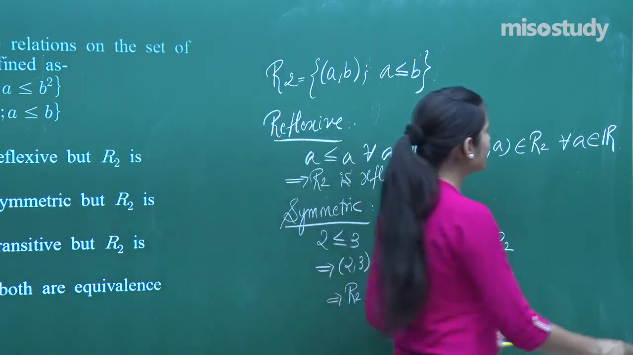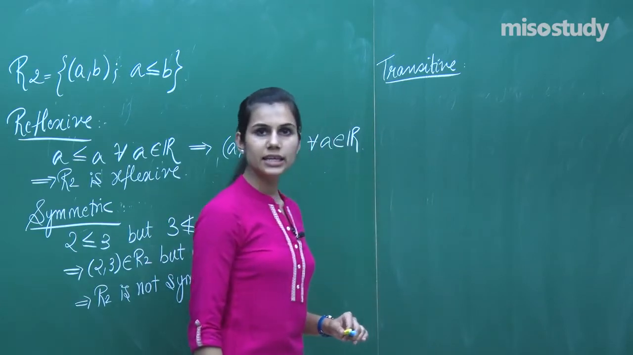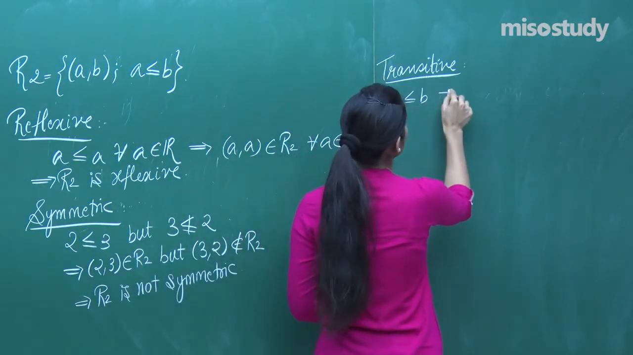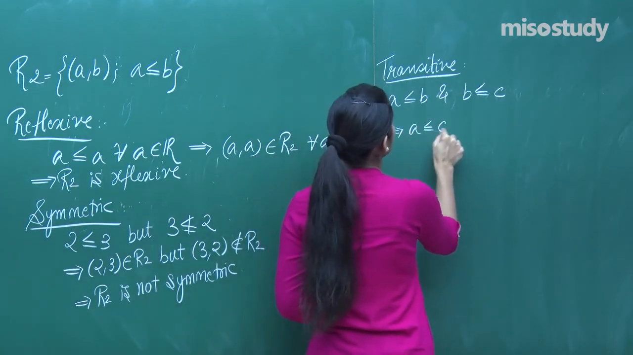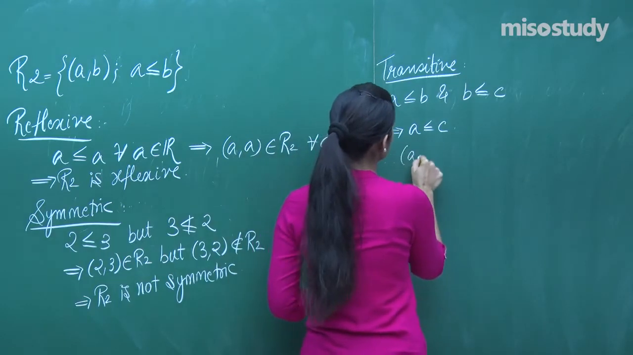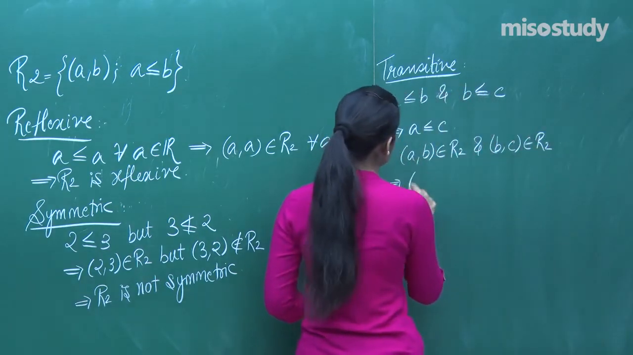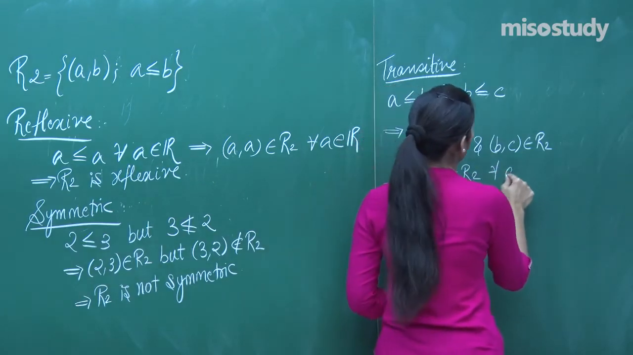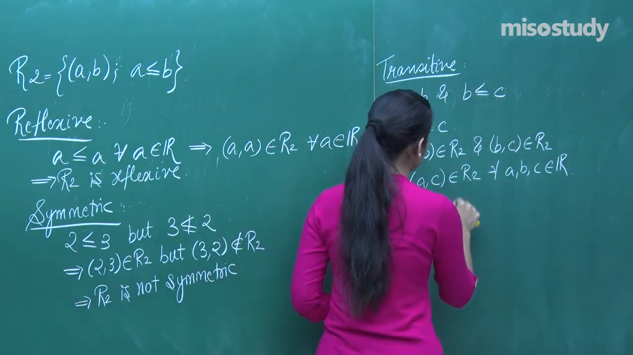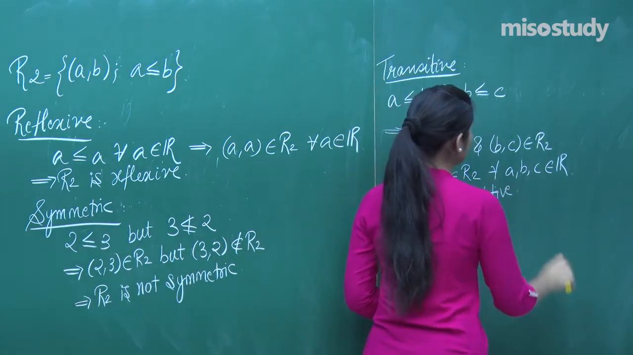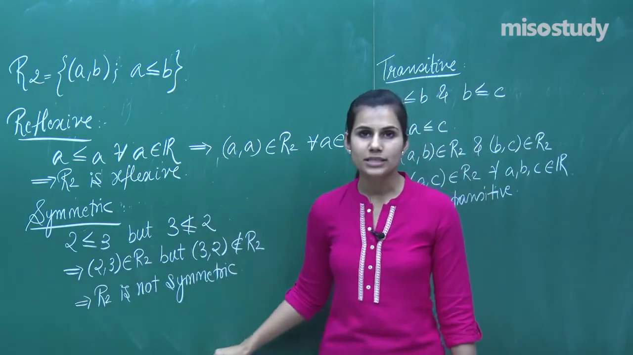Fine. If I talk about transitivity, what do you think about transitivity? Well, let a be less than equal to b and b be less than equal to c. This obviously implies that a is less than equal to c, right? So therefore, if (a, b) belongs to R2 and (b, c) belongs to R2, this implies that (a, c) also belongs to R2 for all a, b, c in the collection of all reals. This implies R2 is transitive. Understood? Therefore, that is the conclusion we obtain about R2. R2 is reflexive, not symmetric but transitive.